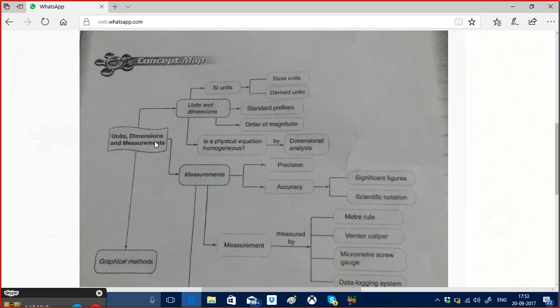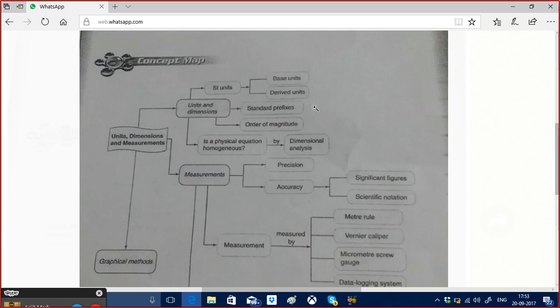Yes. So, standard SI units. I explained that. In SI units there are also two types: base units and derived units. Base units, I explained to you that there are seven types of base units, and with regard to those seven base units, there are also many derived units. Okay.